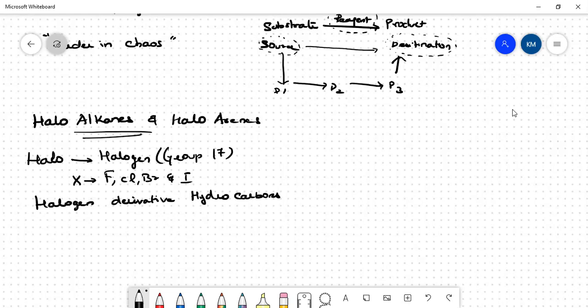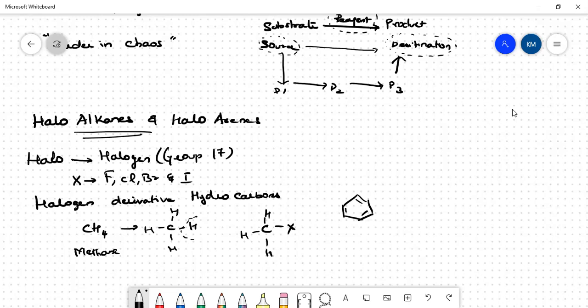Very simply, we have CH4. CH4 is our alkane, the C with 4 H. This is your methane. But here one H is replaced with one of the halogens. So when one H is replaced by one of the halogens, it becomes a haloalkane. This X could be anything: chlorine, bromine, iodine, anything. Similarly, you have your basic arene. In this, one hydrogen is replaced with some chlorine or X compound. So this becomes a haloarene.